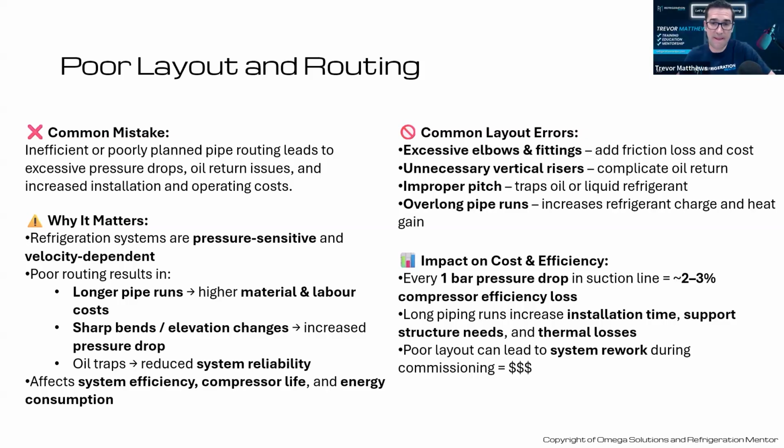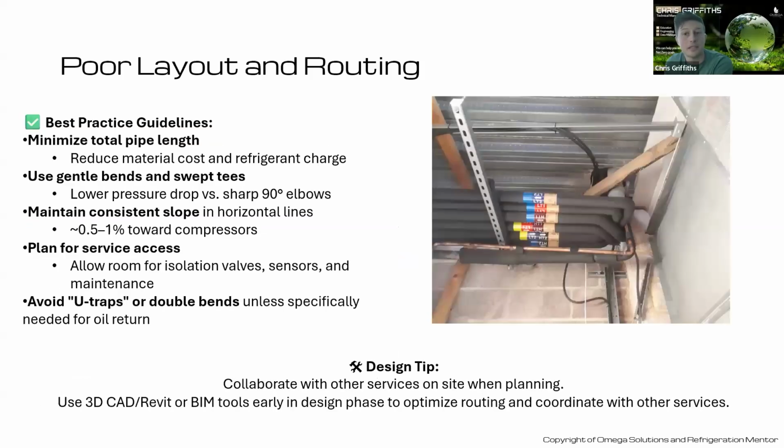Yeah. So what can we do about the poor layout and routing? Well, let's keep to our best practices. Let's minimize that total pipe length. There's a benefit to us there as well. We reduce our material costs. We reduce our refrigerant charge as well, particularly on liquid lines. Use gentle bends, swept tees, for lower pressure drop versus sharp 90-degree elbows. We want to maintain a consistent slope in our horizontal suction lines, between 0.5% and 1%, ideally up to 2% if we can, to encourage oil return.